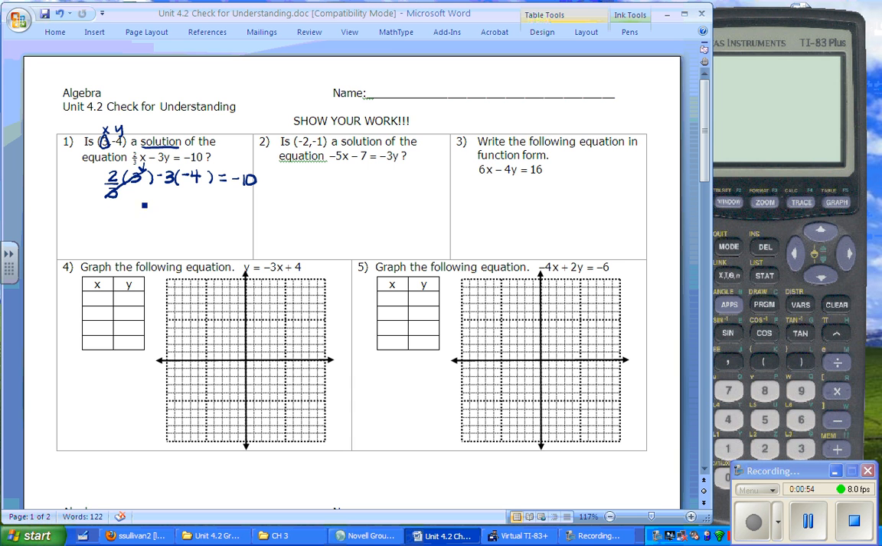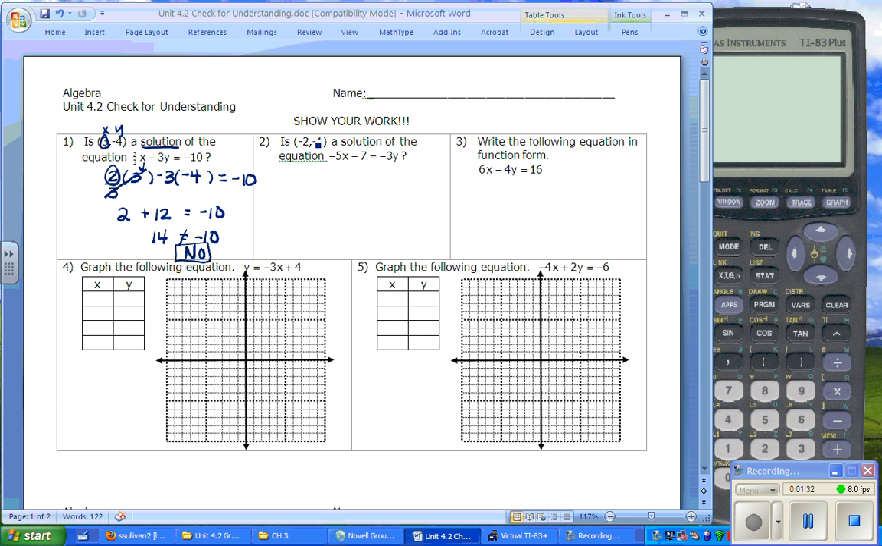3/3 will cancel to 1, so we just drop down the 2 that we have left over. -3 times -4 gives us +12 equals -10. Here we would have 14 equals -10. So is this a solution to the equation? No, because we see that 14 is not equal to -10. If we would have ended up with a true statement like 14 equals 14, then we could say, yes, this is a solution to the equation.